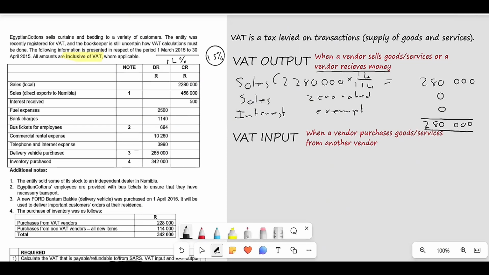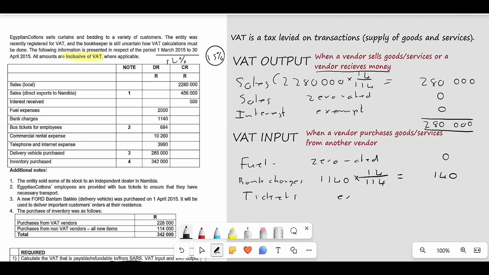Now let's move on to VAT input. Fuel expenses would be zero rated, and when an item is zero rated, it doesn't have any VAT effect. So we move on to bank charges. Bank charges are not exempt because it is a service being provided by the bank. Therefore, it will be standard rated, so it is 114 times 14 over 114, which gives you an amount of 140. The bus tickets are exempt from tax, right? So no VAT implications, because of passenger transport.